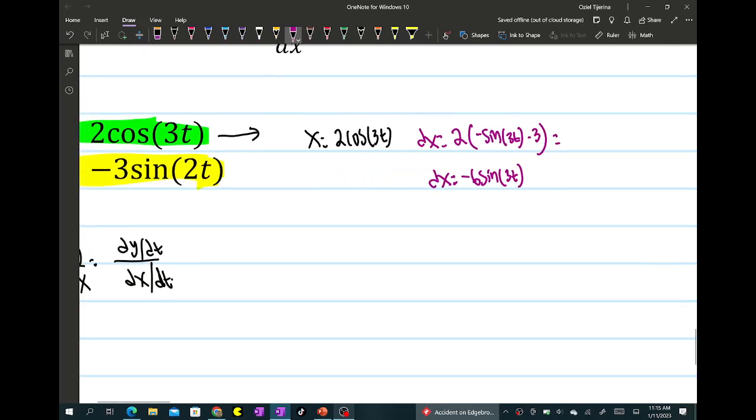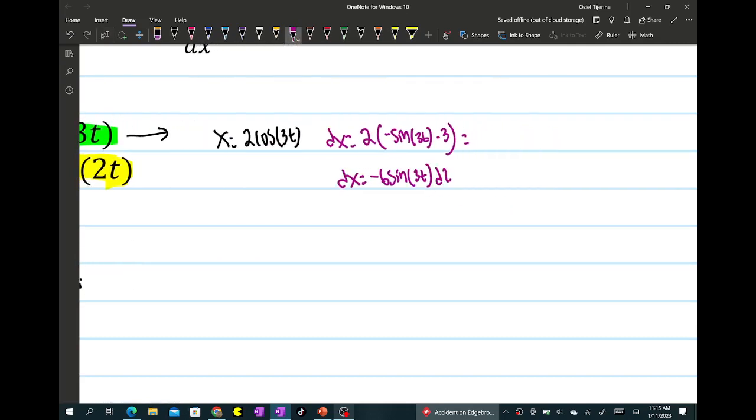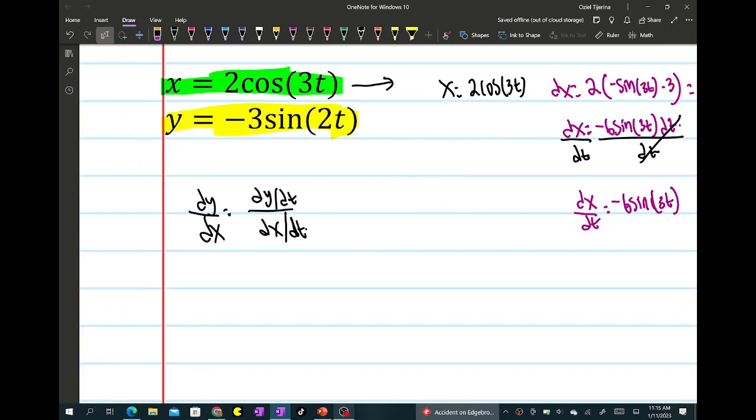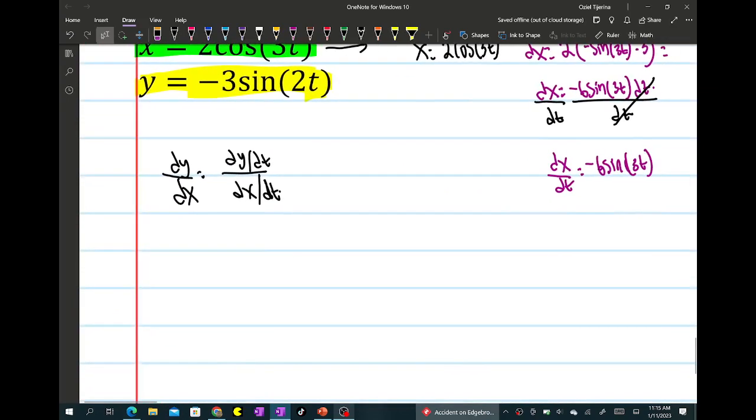Now, this is what dx is, and we would say dt at the very end, and what you can do is divide both sides by dt to get that dt on the bottom. So this cancels out, and you get dx/dt is negative 6 sine of 3t, right? So that's how that would go. We found dx/dt, so now we're going to find dy/dt.